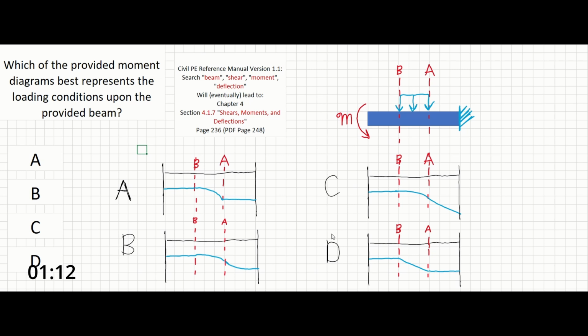The middle section from B to A looks similar to example 19 in the manual on page 244. We can also see that the distributed load is causing the magnitude of the resulting moment to increase non-linearly over the distance from B to A. So that would eliminate D from the list of possible answers.